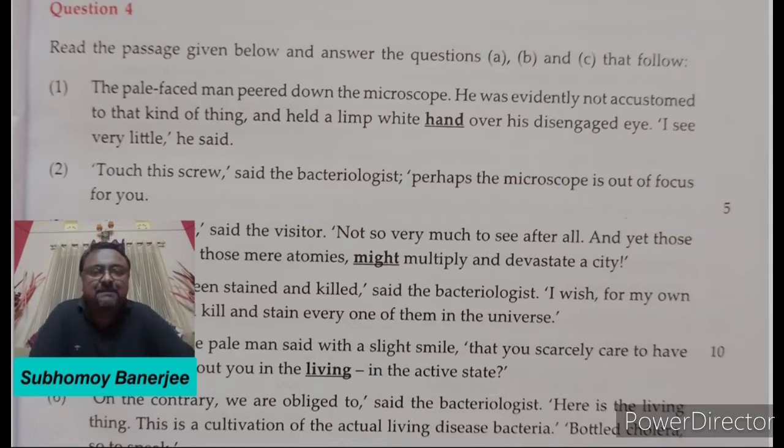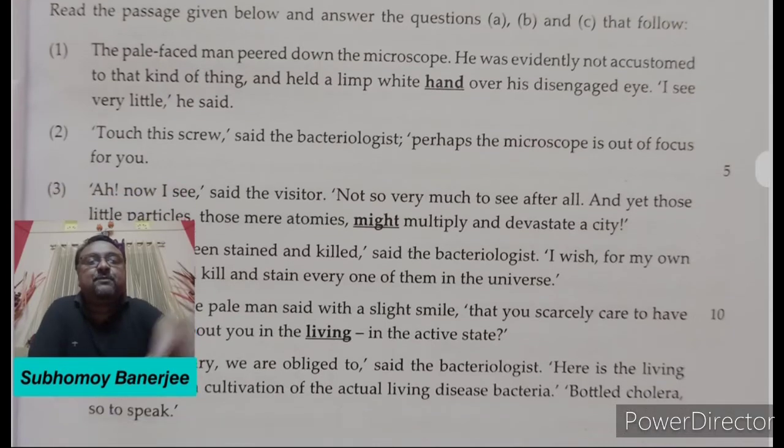Let's try to look at the passage and see what the passage says. The pale-faced man peered down the microscope. He was evidently not accustomed to that kind of thing, and held a limp white hand over his disengaged eye. I see very little, he said. Touch this screw, said the bacteriologist. Perhaps the microscope is out of focus for you.